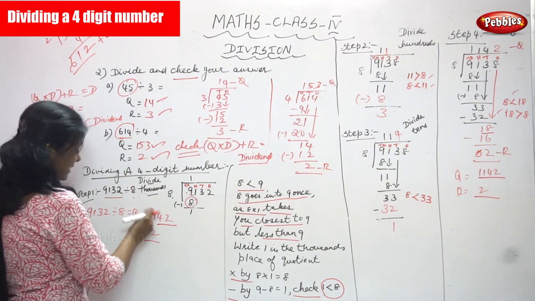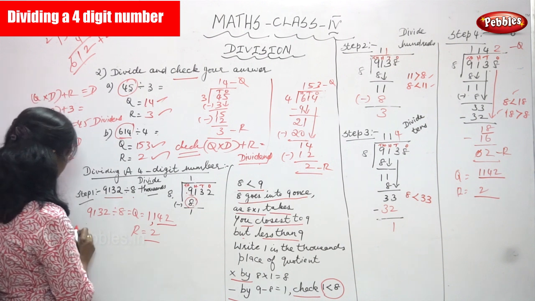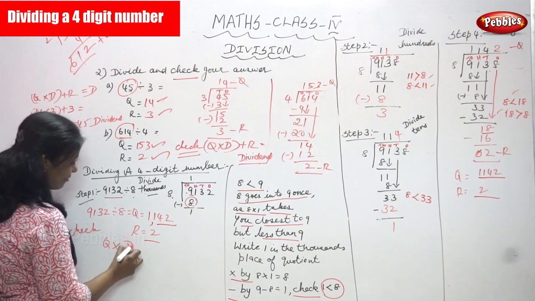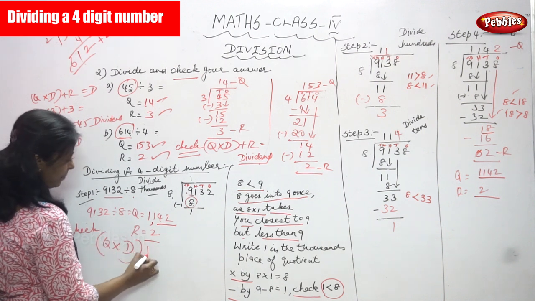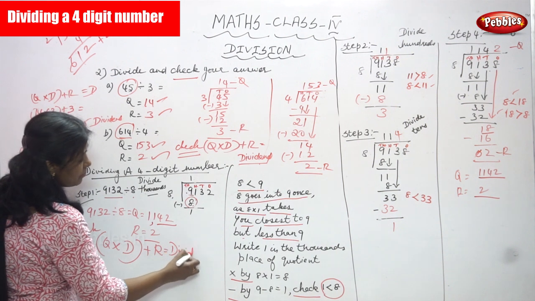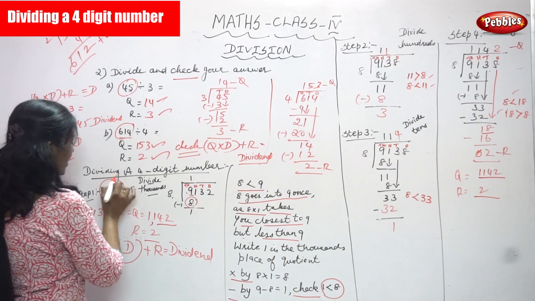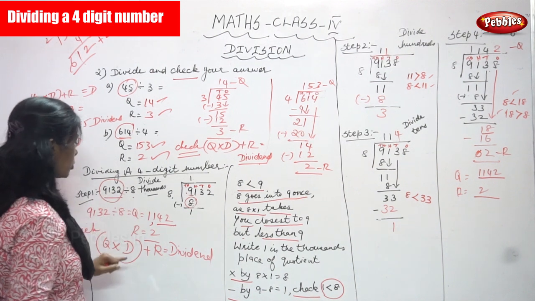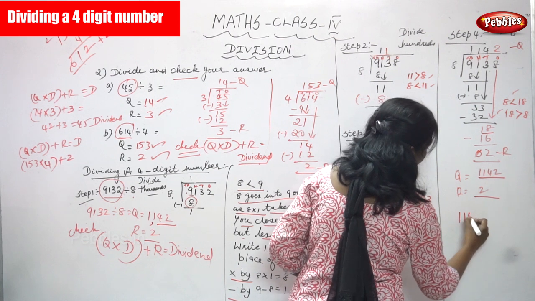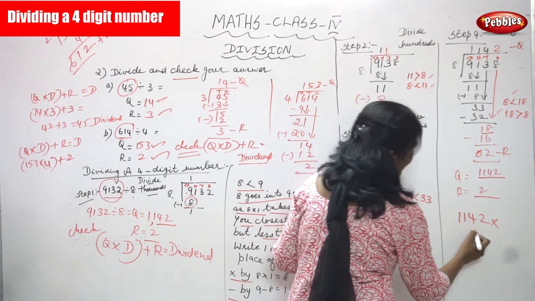But whether the answer is correct or wrong, you have to do the check method. That you know it. The check method is the exact check method. You know that quotient into divisor within the bracket plus remainder, you can get what? Dividend. That means that is the question. What is the question? 9132. So what you're going to do, so quotient is what? 1142 into 8. That is the divisor.